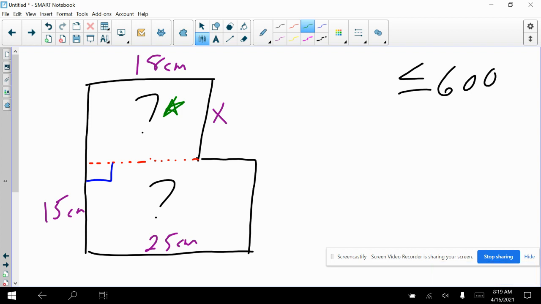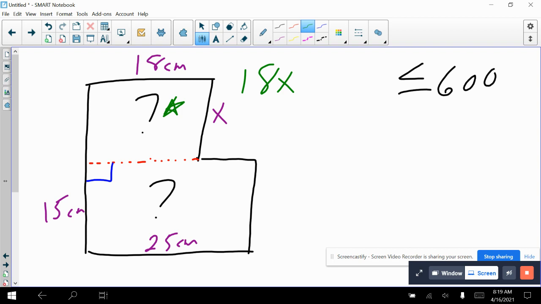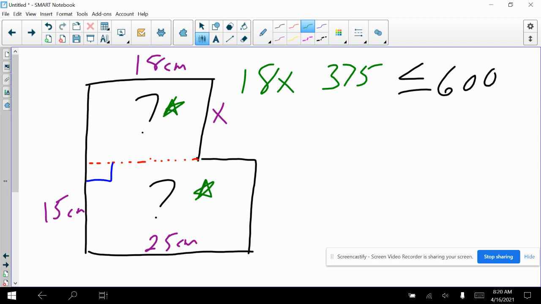How would you find the area of the upper rectangle? Michael? That is correct. All right, it's 18x. You've got to break this down figure by figure. How do we find the area of the bottom rectangle? Okay, 25 times 15 is 375. I'll do the math for you. Are we going to add them or subtract them? We're going to add them, right? Since they are together.